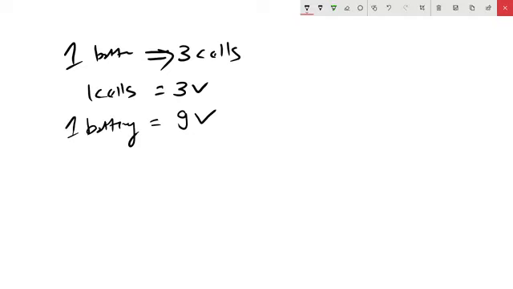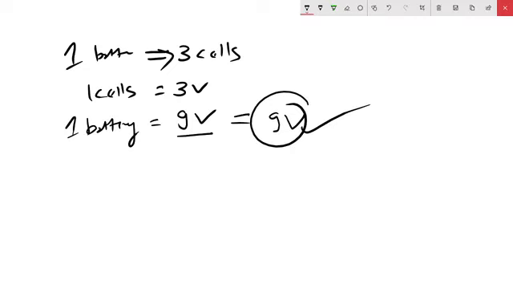Now they are saying 3 batteries in parallel connection. Always remember, in parallel connection, the EMF will be same, the output EMF will be same. So if you connect all 3 in parallel, this will give you the same voltage. So in parallel connection, we are having 9 volt. So option 9 volt is only correct.